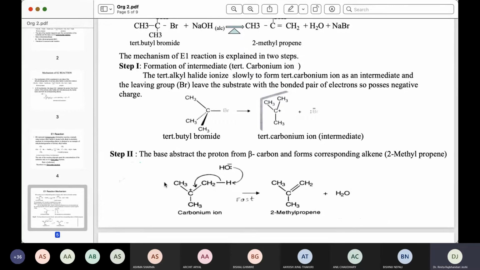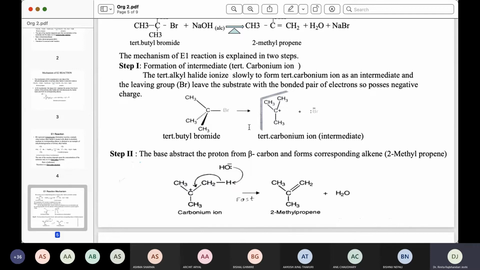तर यदि तपाईले यताबाट प्रोटोन abstract गर्नु छ भन्दाखेरि पहिला यहाँ CH2 र bonded with the hydrogen atom देखाइदिनु होला, so that this base will abstract the proton and then the double bond is formed. यहाँ double bond form भयो, 2-methyl propene. यदि यता देखाउनु छ भन्दाखेरि पनि यहाँ CH2 and the H, so that you can abstract the proton from here by the base and the double bond is formed. यताबाट remove गरे पनि, यताबाट remove गरे पनि, you get the 2-methyl propene. And this reaction is very fast.